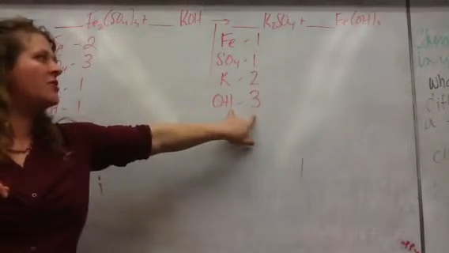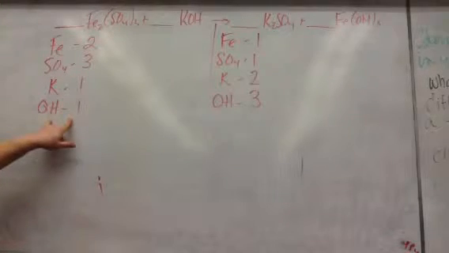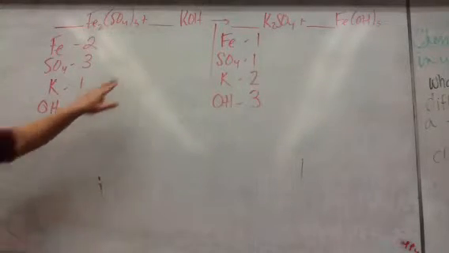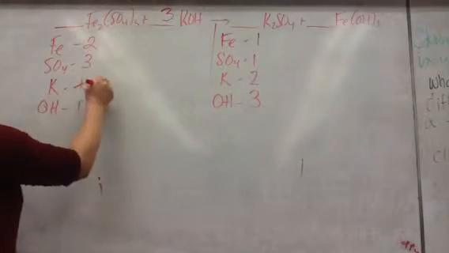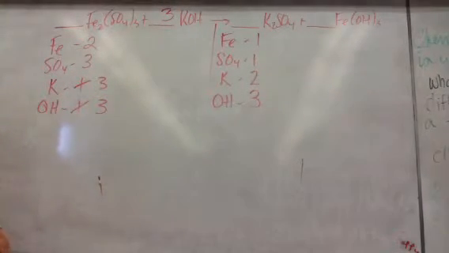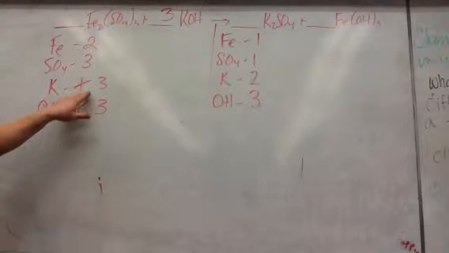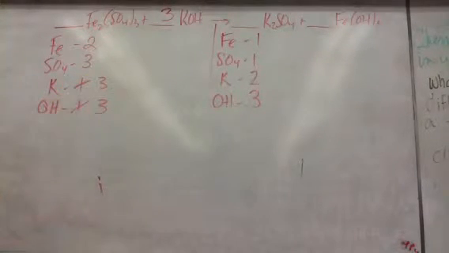So I've got 3 hydroxides here. Is there any way I can get 3 hydroxides here? Yes. I put a coefficient 3 where? Okay. So now I've got a coefficient 3 there. This is now 3. This is now 3. All right. Now I've got 3 potassium here and 2 there. What does that tell me? It's not going to work.